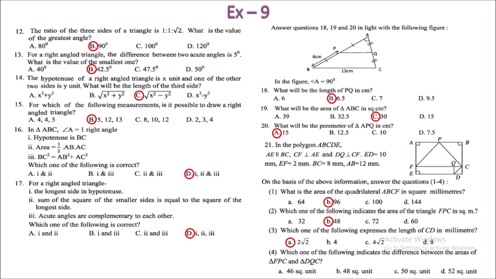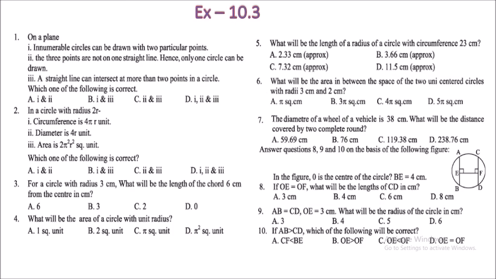which one of the following indicates the difference between the area of the triangle FPC and triangle DQC? The area of DQC equals 2 square millimeter, and FPC we found out 48. So if you subtract them, you will get 46, which is the correct answer. So that is our correct answer. So the last chapter of 10.3, the MCQ we are going to solve.